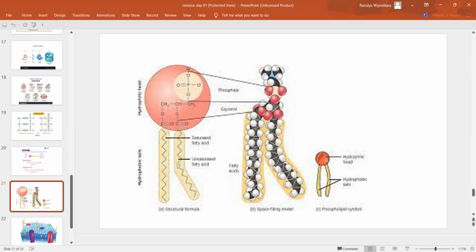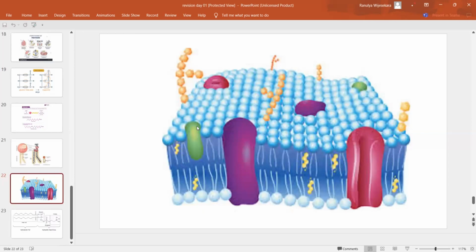Then functions of lipids. Before that, this is the lipid bilayer, the phospholipid bilayer. Those yellow molecules in between are the cholesterol molecules. Cholesterol molecules can be found in the cell membrane of animals, not in plant cells. The cholesterol molecule helps to maintain the fluidity of the plasma membrane.